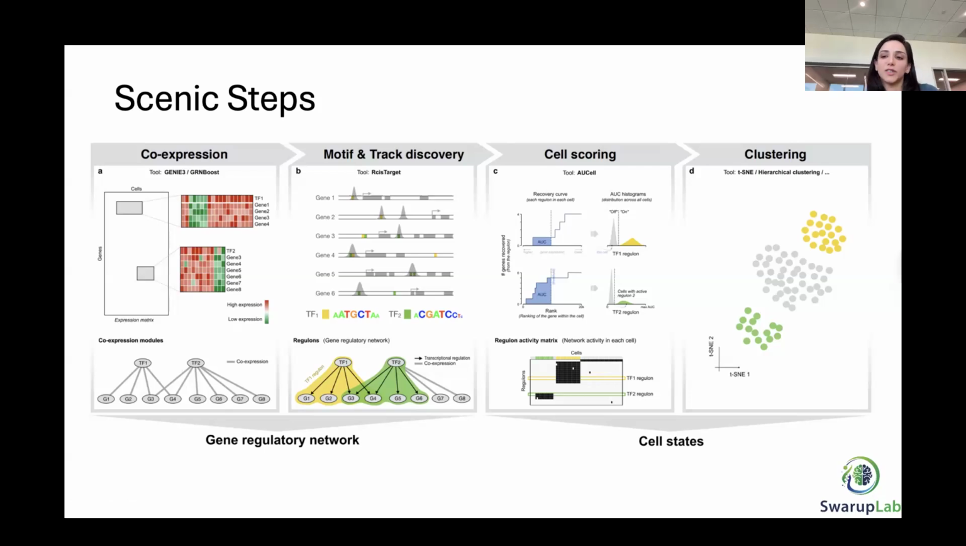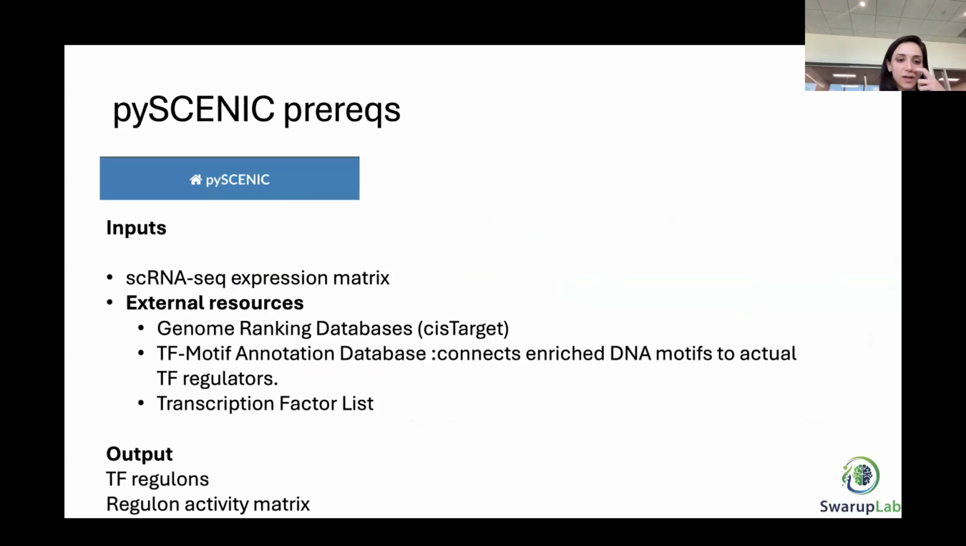And then we have the clustering, where you can merge the activity scores with the rest of your data set and look at it on a UMAP or a t-SNE, however you prefer to look at your data. One thing to run SCENIC is that, aside from the gene expression matrix, we also need external resources or external data sets.